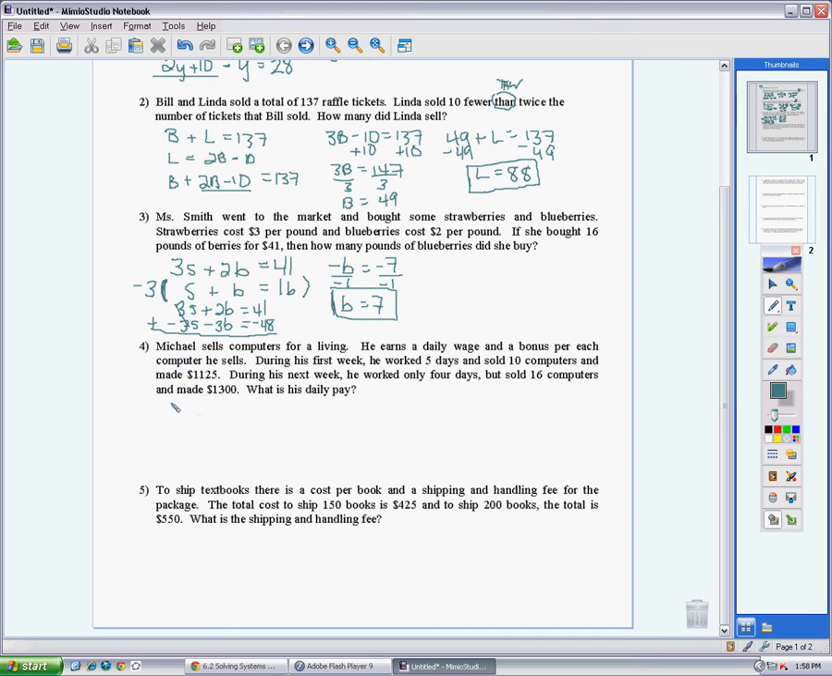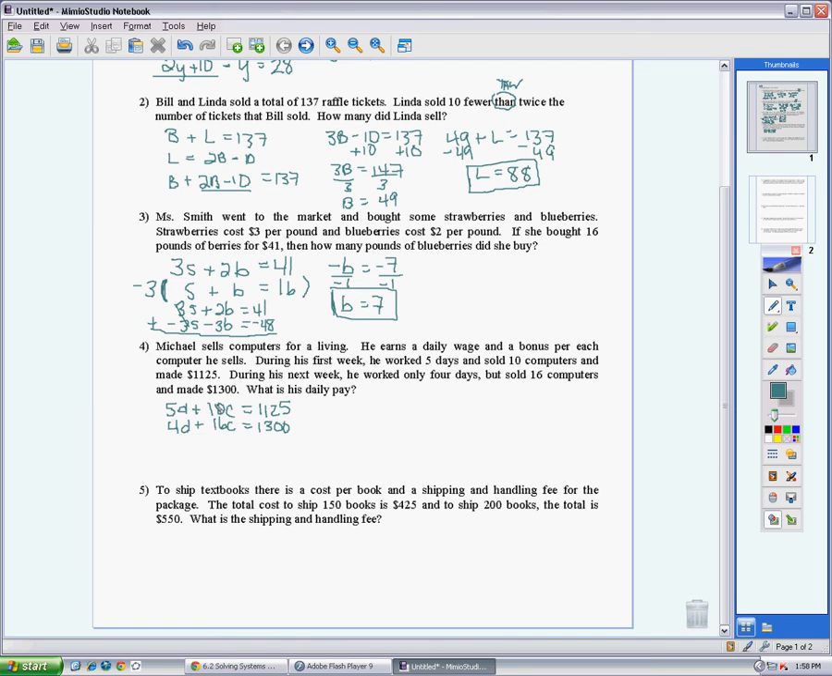Okay, so he works for 5 days and sells 10 computers, and he makes $1,125. So 5 days plus 10 computers equals $1,125. Then he works 4 days and 16 computers, and he makes $1,300. Well, since they want us to find his daily pay, I want to keep the D's and eliminate the C's. To eliminate the C's, I need to find the least common multiple between 10 and 16.